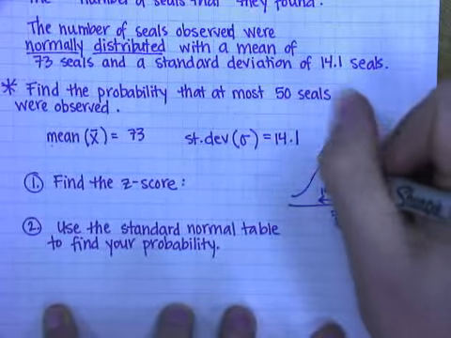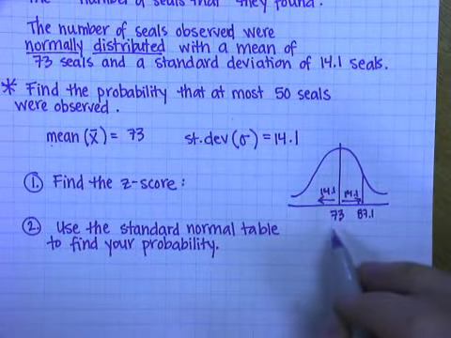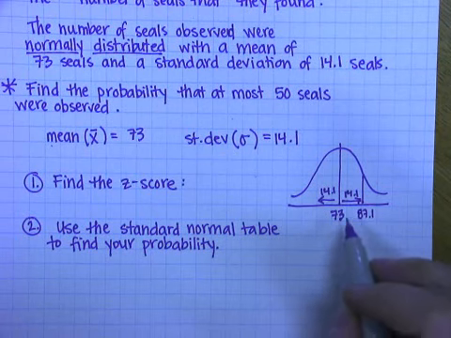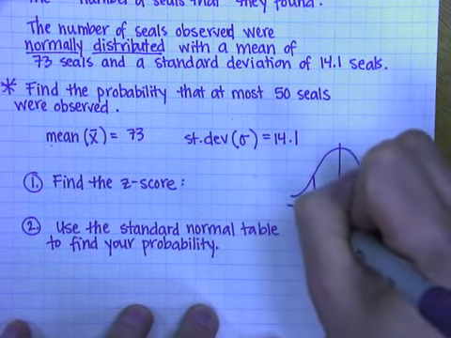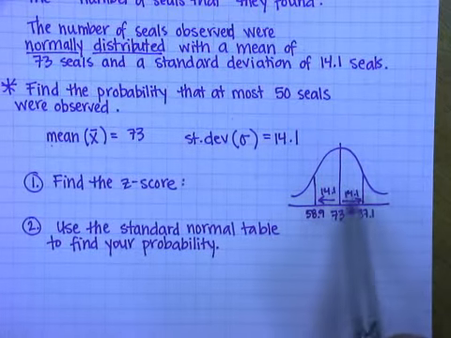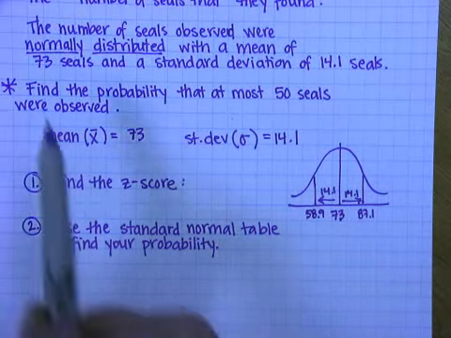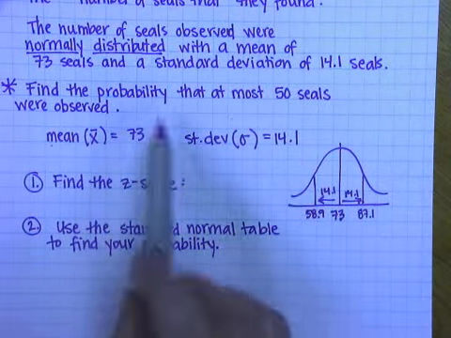And then in this direction, let's see, 73 minus 10 is 63. Minus 4 more is 59, minus 0.1 is 58.9. Can you tell I left my calculator at home? Okay, and so I could tell you where 68% of the data points lie. However, this question's asking, find the probability that at most 50 seals were observed.